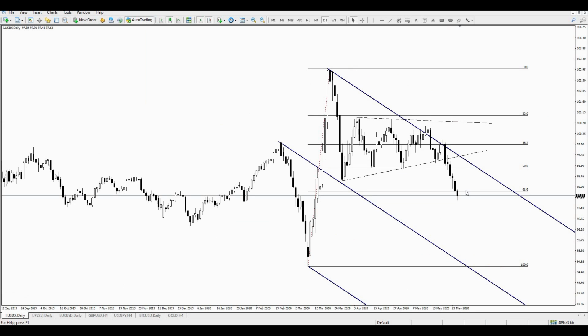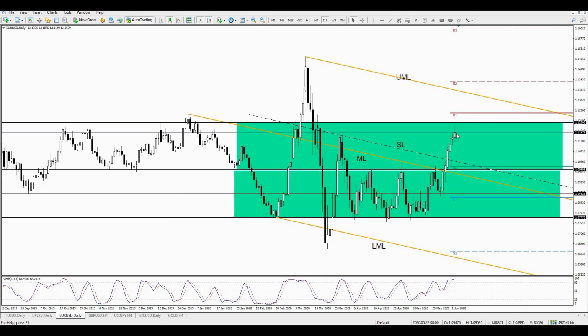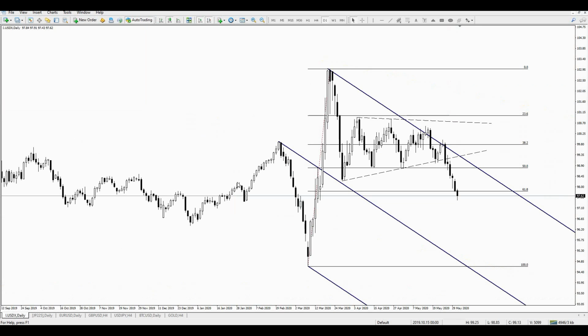Okay, so here on the US dollar index on the daily chart, you can see that the price has also registered a valid breakdown below the 61.8% retracement level. So if the price stabilizes right below this support, it should continue to drop, and that's why the currency pair could make a valid breakout above 1.12 and continue towards R1, towards the upper medium line, towards R2. Okay, very important.